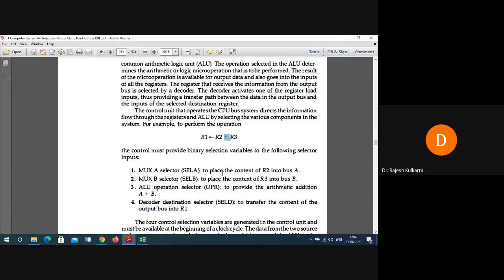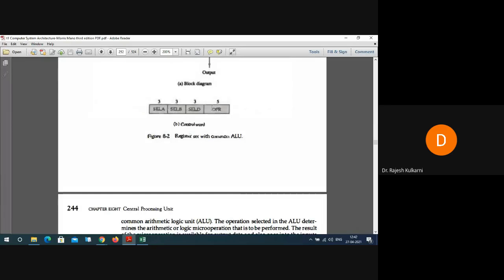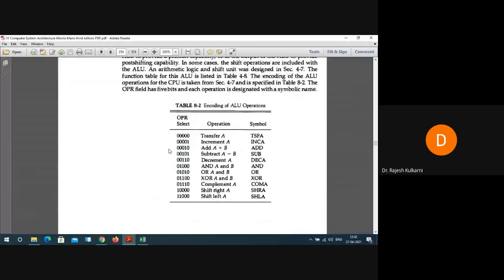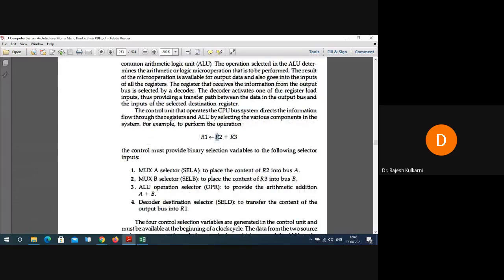What is the operation? Subtraction. Addition. Very good. So addition means this 5 bits. Which 5 bits do we have to take? For this addition we have to take these 5 bits. So the 5 bits will look like this: 0, 0, 0, 1, 0. Now, with this context, we have R2 in multiplexer A and R3 for multiplexer B.